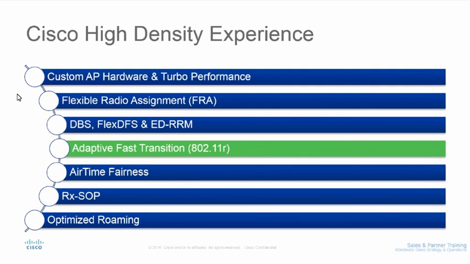Next thing we want to do, changing gears a little bit, is talk about something called fast transition or BSS fast transition, also known as 802.11r.